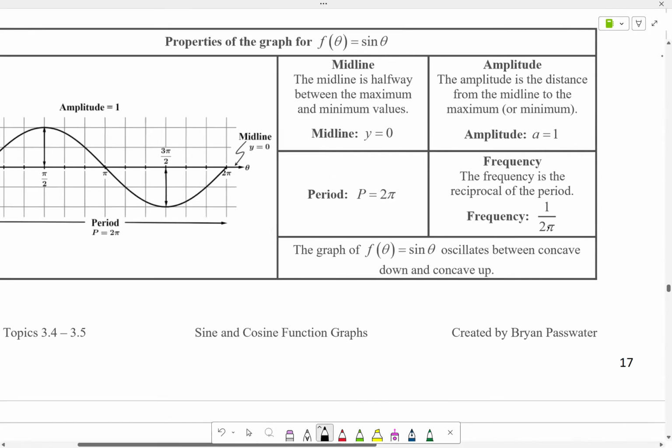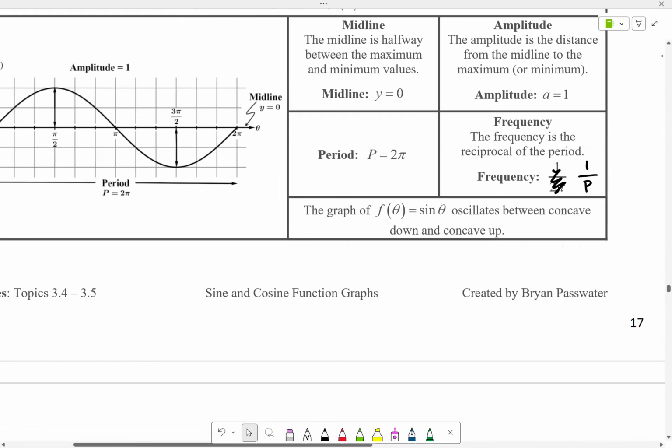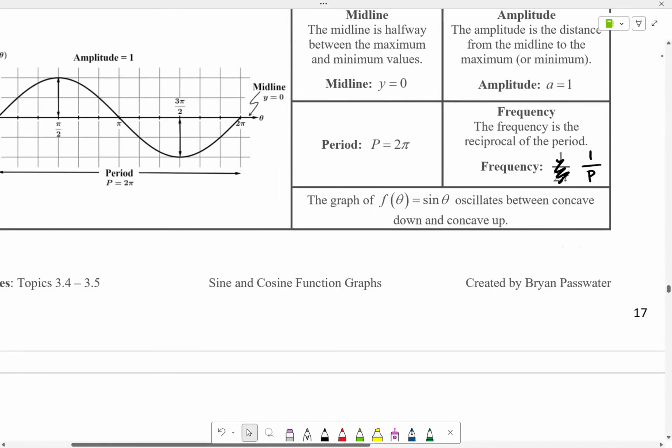And frequency, I'm not going to think about that as 1 over 2 pi. I'm going to think about this as the reciprocal of period. It's the reciprocal of period. That's how I'd like you to think about it. Cool. You just flip the period.